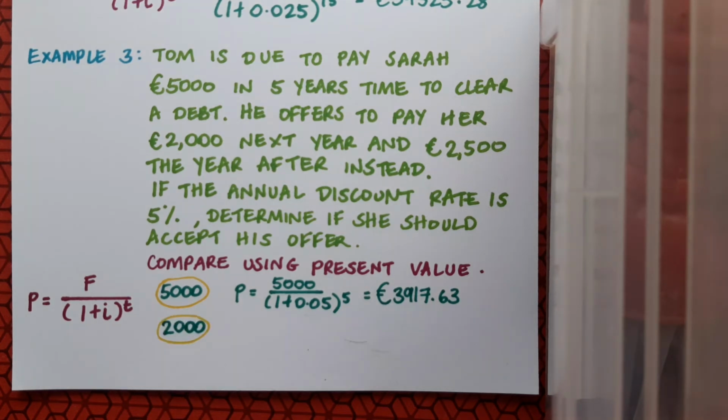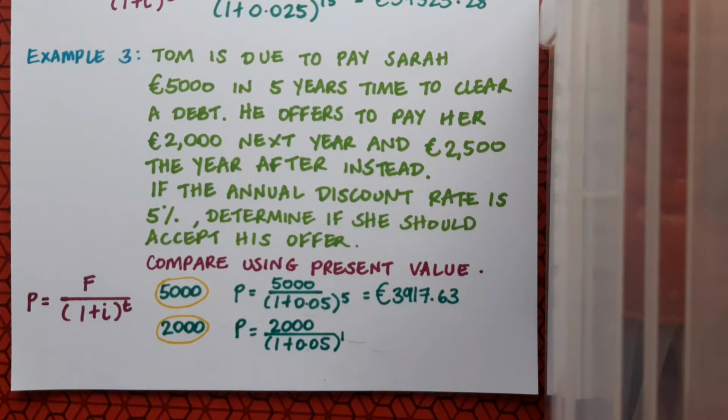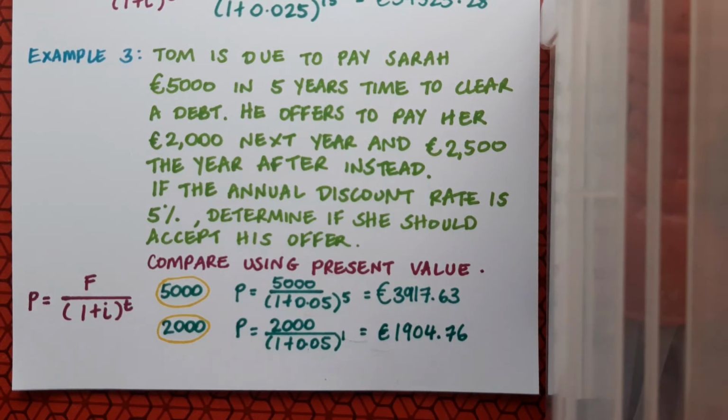Okay, so next I'm going to look at the 2,000 that he's offering to pay her next year. So in this case, I've got 2,000 over 1 plus 0.05. I haven't put the power in yet. What should the power be? Well, he's offering to pay her the 2,000 in 1 year's time. So to bring it back to the present moment, I should put a power in of 1 because that's 1 year. So that's 1904.76 as a present value.